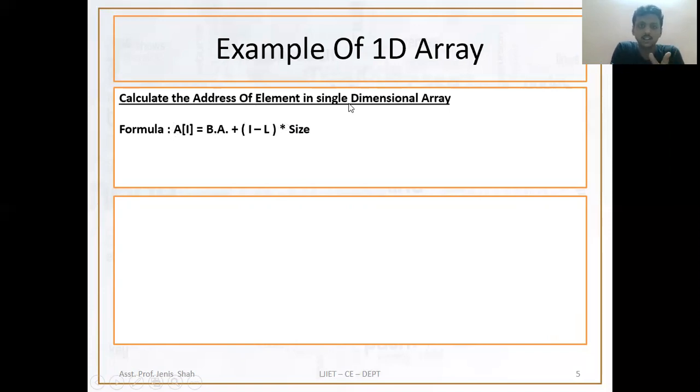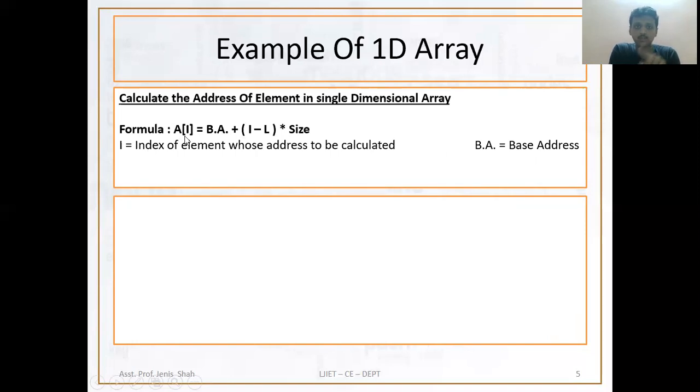We cannot understand it. Wait for a minute. I'll explain it to you. First, I. A of 2, A of 3, A of 4. 2, 3 and 4 are the indexes of the array. I stands for the index whose address is going to be calculated by you. The next one is BA. BA stands for Bachelor of Arts. No, it's base address. Okay, fine.